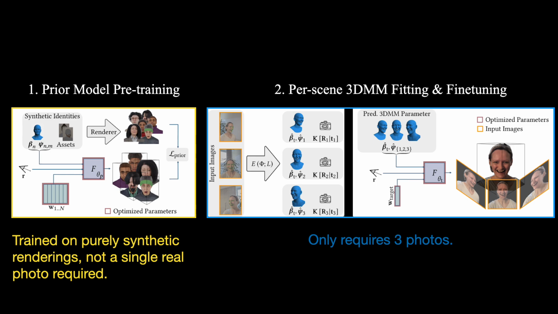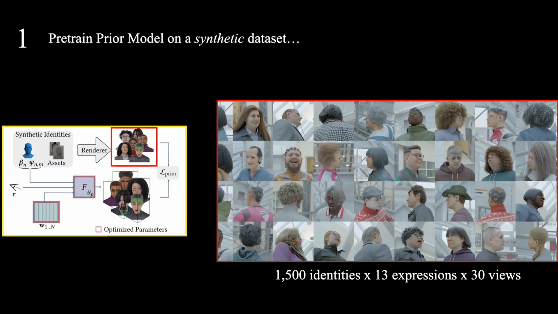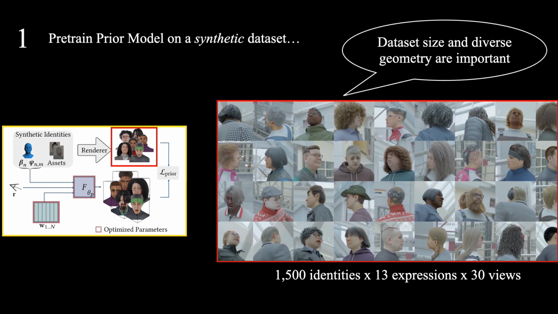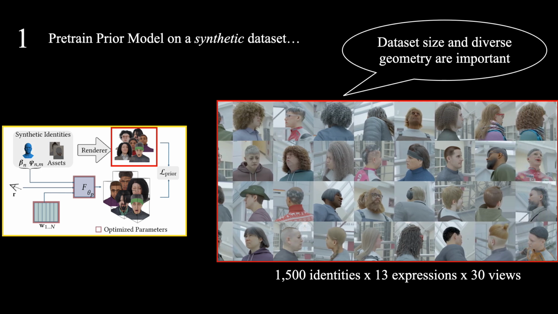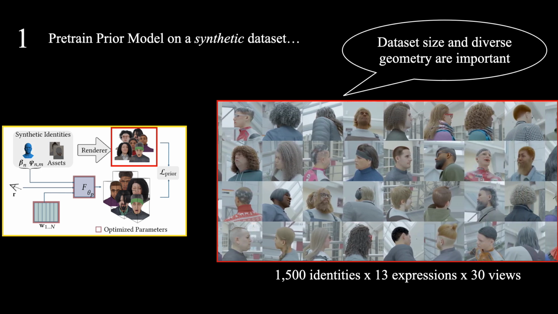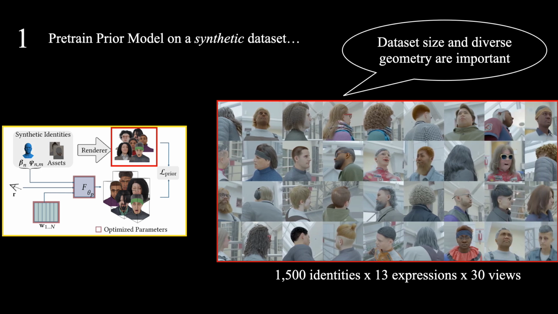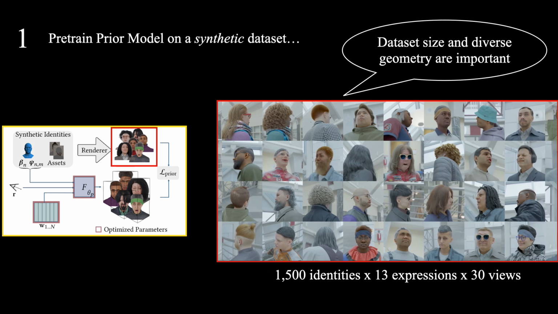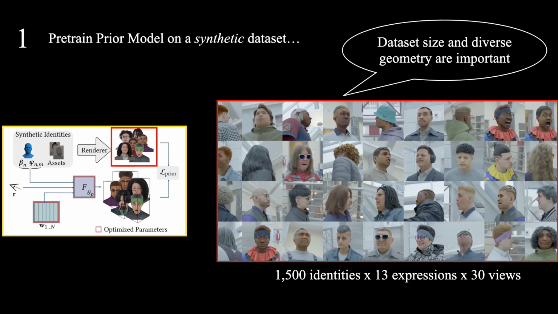Now let's see how we pre-train our prior model. The first step is to generate a large synthetic dataset with 1,500 identities, 13 expressions, and 30 views each. These renderings are generated with a Blender pipeline and traditional CG assets for clothing, hair, and so on. We render all faces in the same environment in different configurations.